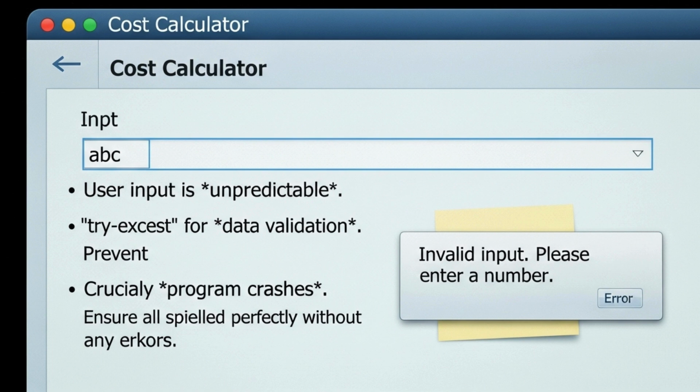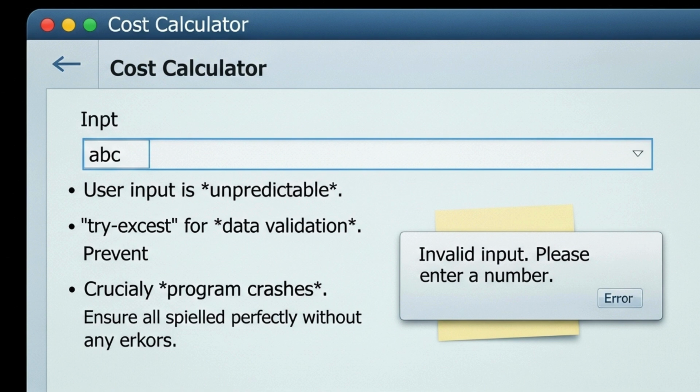This is where try-except becomes invaluable for data validation. Instead of writing complex if-else checks for every possible invalid input, you can wrap the input conversion, like int or float, in a try block. If the conversion fails, a ValueError is raised, and your except block can gracefully inform the user and prompt for valid input. This approach helps prevent program crashes and significantly improves the user experience, making your applications far more resilient and user-friendly in real-world scenarios.